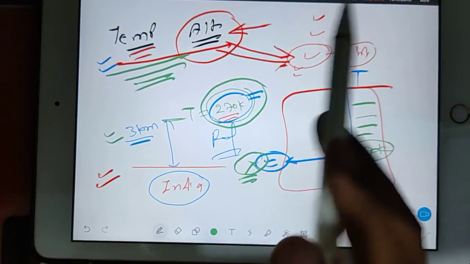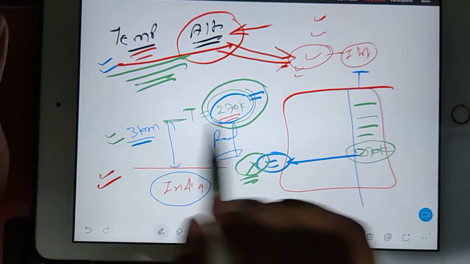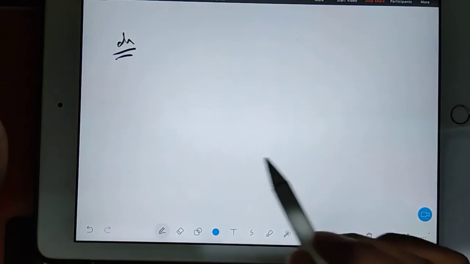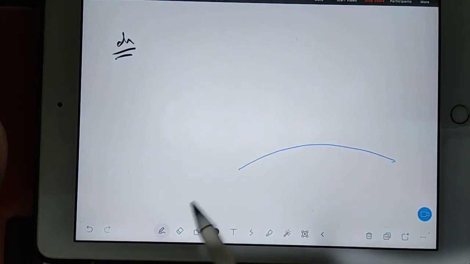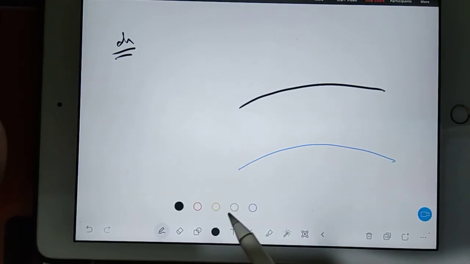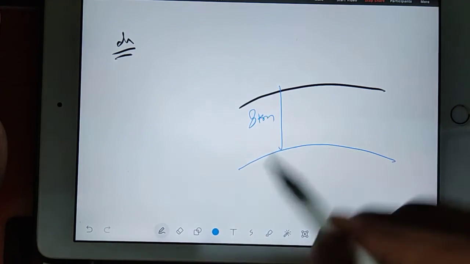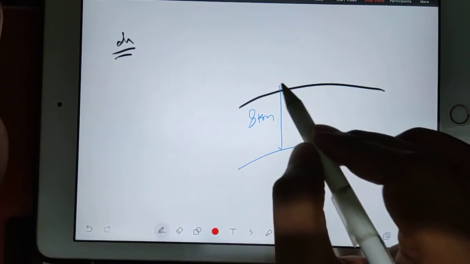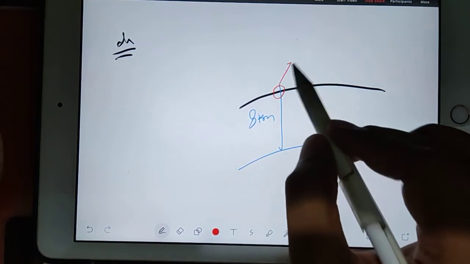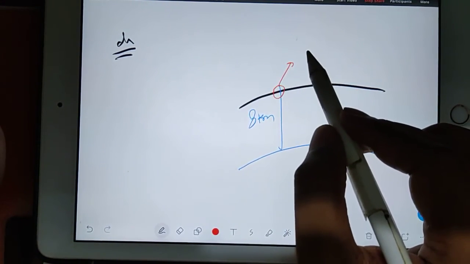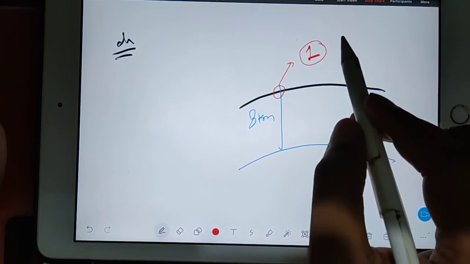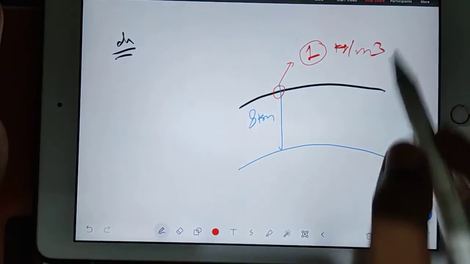In the same way you have density altitude. Density altitude is exactly the same. What is density altitude? Again the same. See, this is the earth surface. Go to a particular altitude, any altitude you can choose. Suppose you are going to some 8 kilometers. After going to 8 kilometers, you will have a certain density here. Just imagine your density is 1 kg per meter cube.